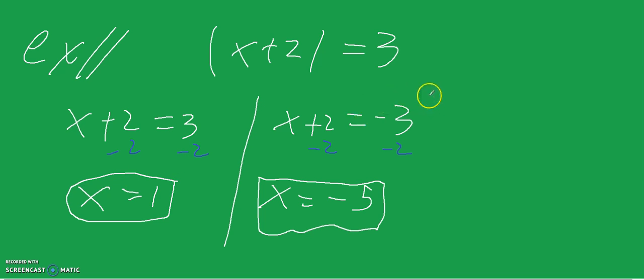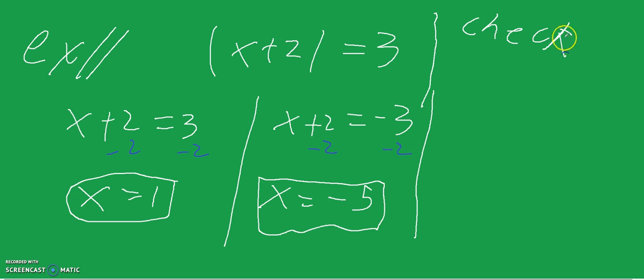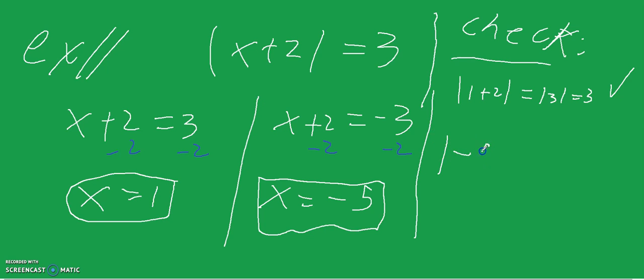Now I can go back and check. Let's do that up here. I can check both of my solutions. I can do the absolute value of 1 plus 2, which equals the absolute value of 3, which is 3. So we're good. Now, if I do the absolute value of negative 5 plus 2, that's the absolute value of negative 3, which is 3. So we're good. Both of my solutions work.